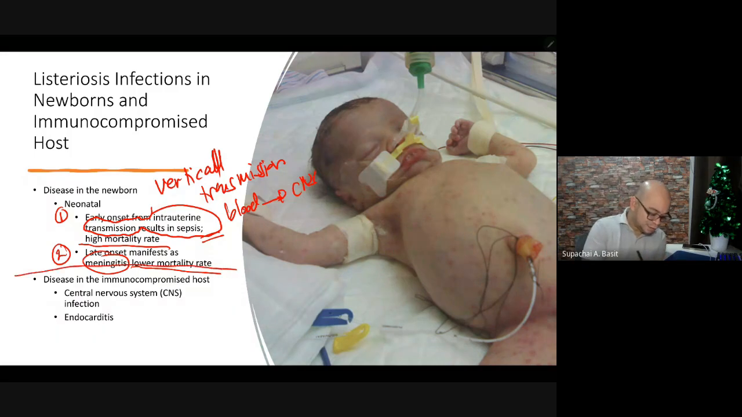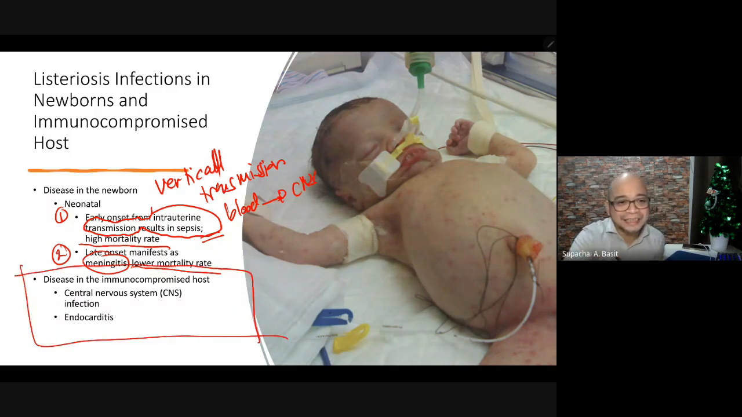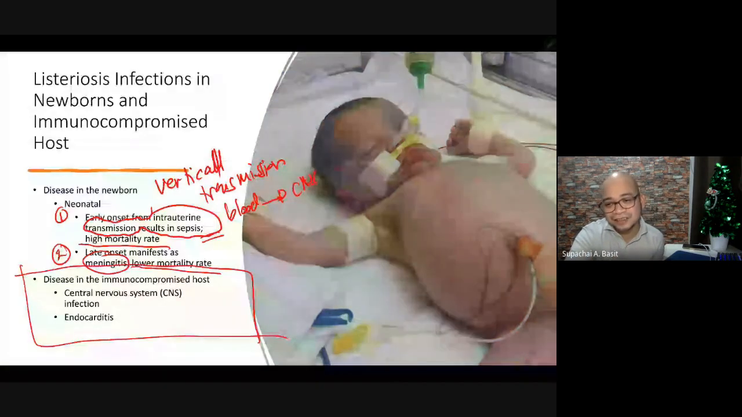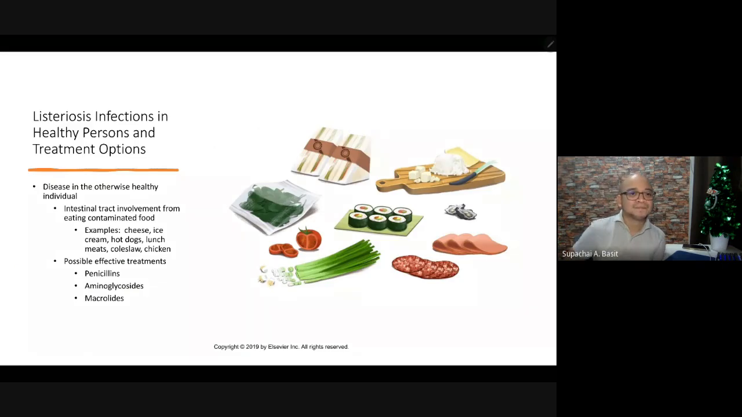For immunocompromised hosts, it may cause infection in the CNS and even in the heart. So endocarditis is what it is called. So how do we get listeriosis? Disease in otherwise healthy individuals would involve eating contaminated food.